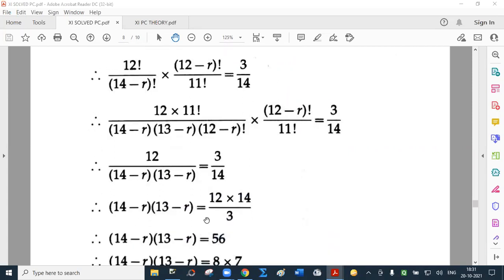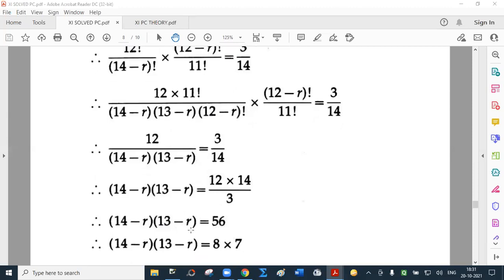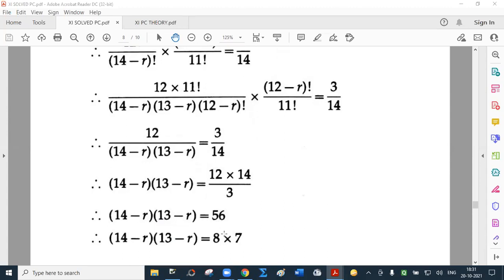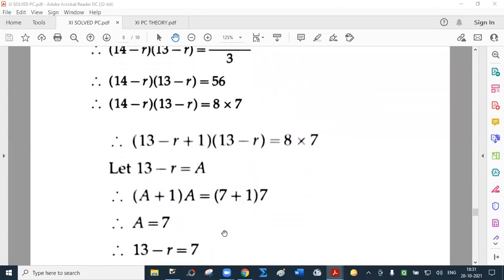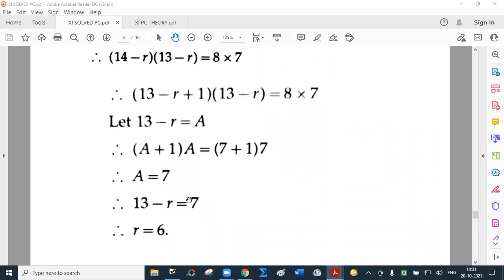14 minus r, 13 minus r equal to this. Now I would have written 13 minus r into 14 minus r, consecutive natural numbers. So express 56 also in that fashion, 7 into 8. So that gives me 13 minus r equal to 7. So r equal to 6. Oh, this is not at all required. r equal to 6.